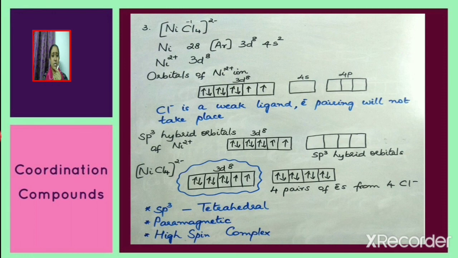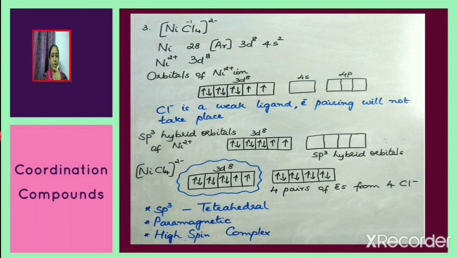4 chloride ions are bound to nickel. So there should be 4 hybrid orbitals available with nickel. Therefore, 1 4s and 3 4p orbitals will mix together to give 4 sp3 hybrid orbitals. Therefore, nickel is under sp3 hybridized state. 3d8 configuration is shown. Along with that, 4 empty sp3 hybrid orbitals are also shown.